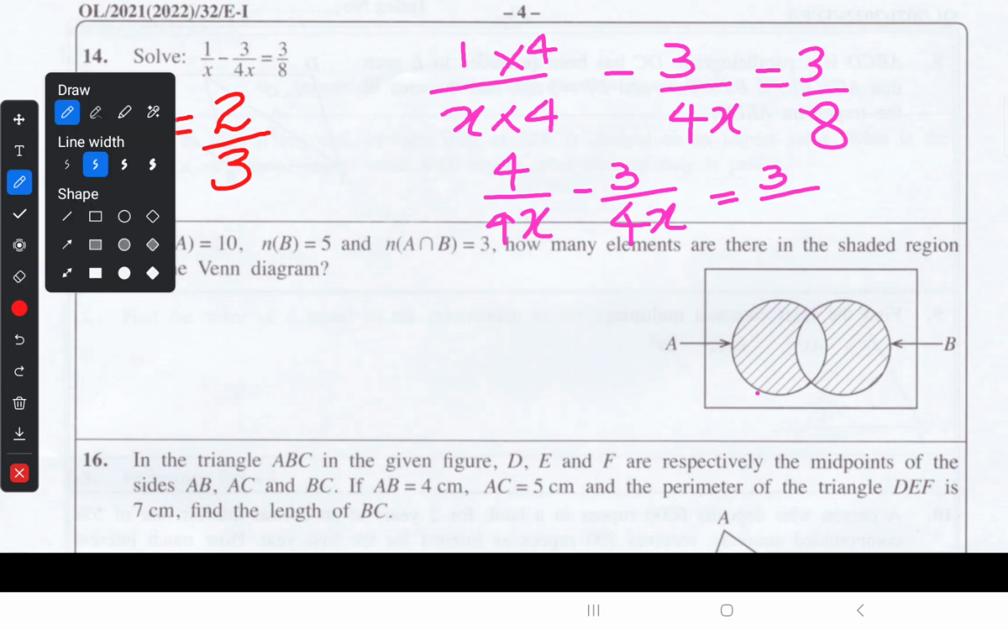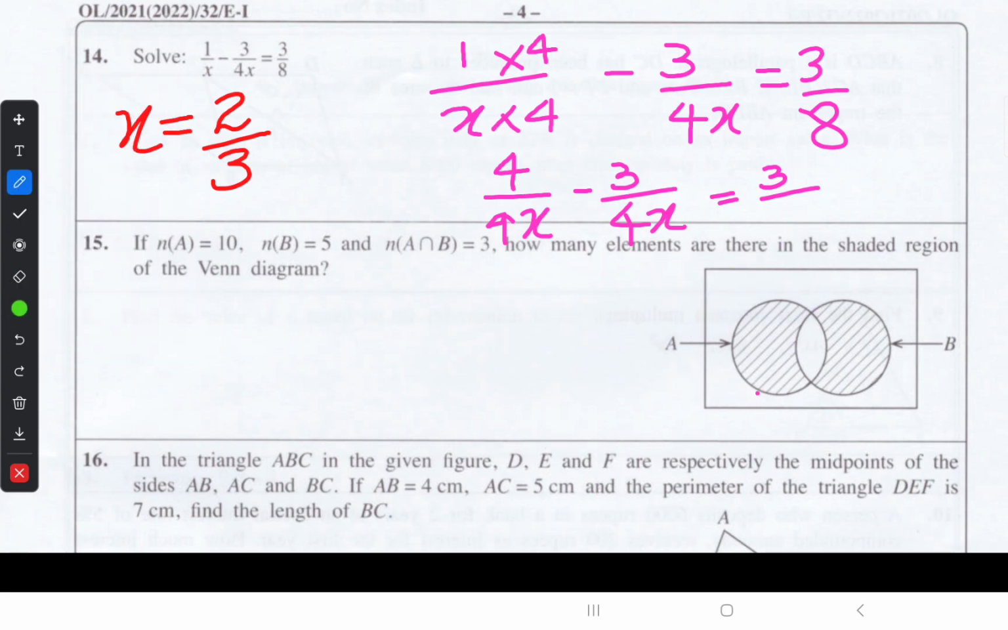For the next one, n(A) equals 10. n(A) means this total circle, that is equal to 10. I'll write the 10 in the circle. That means the total equals 10. n(B) equals 5. That means this total circle contains 5.